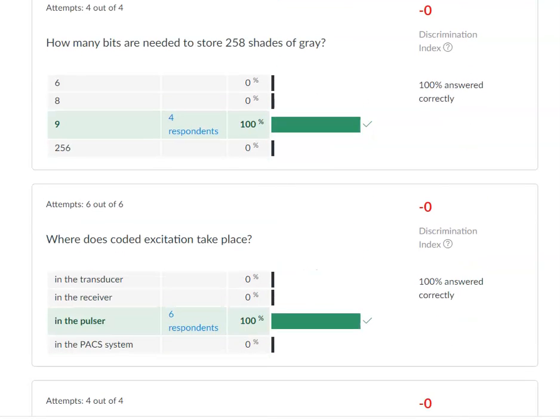Again, very happy. How many bits are needed to store 258 shades of gray? Well, we know that 256 shades of gray can be stored with 8 bits, so you're going to need more than that. So 9 is the next number, and so 9 is the correct answer.